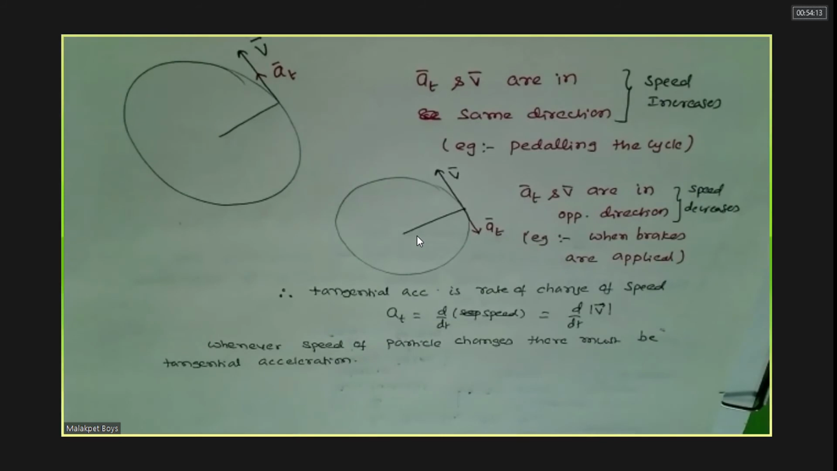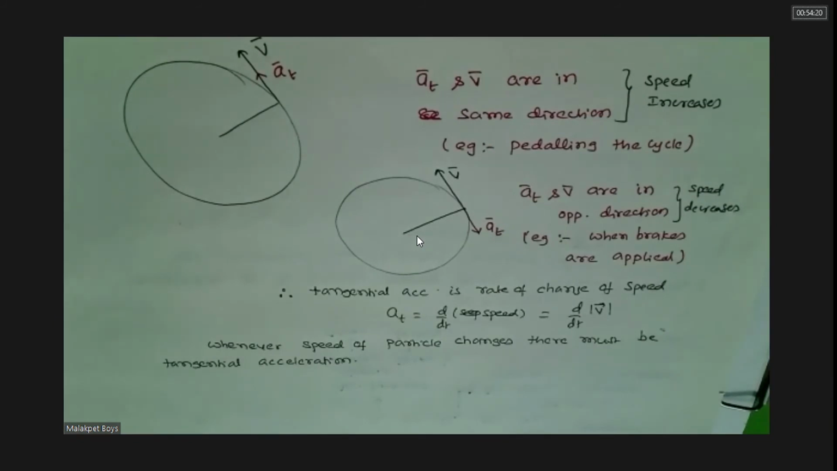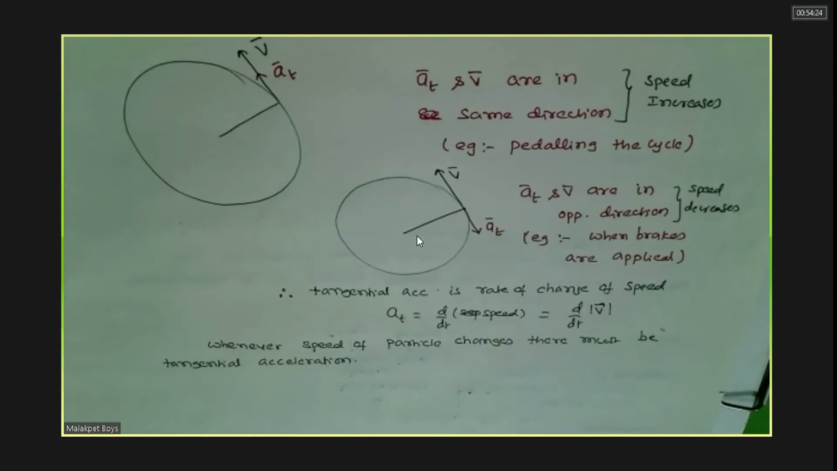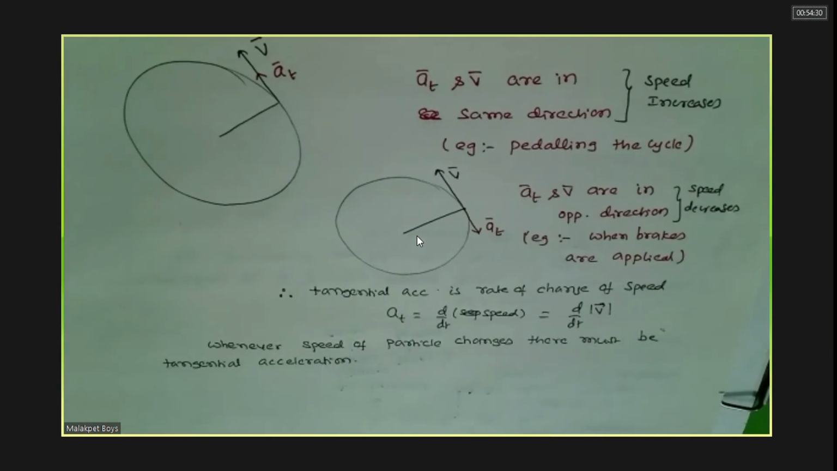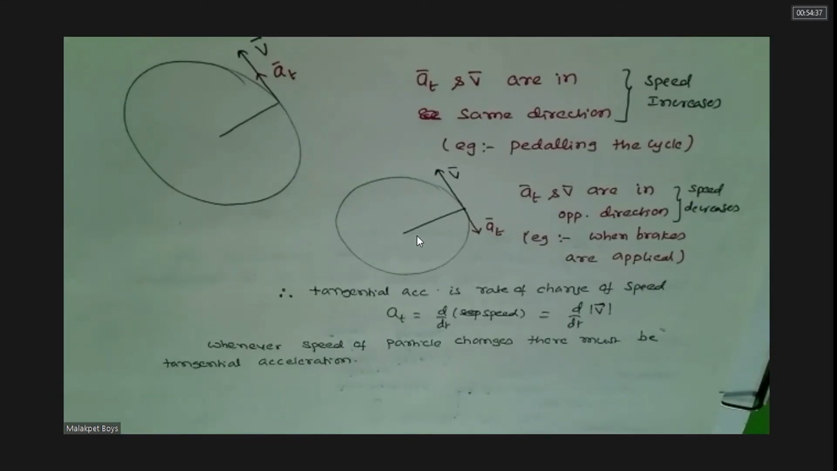Wait, speed is changing, increasing or decreasing, means there must be a force, no? Force is there, means there must be an acceleration. Because without force, the body cannot increase or decrease speed or change direction of motion. That's what Newton told, no?